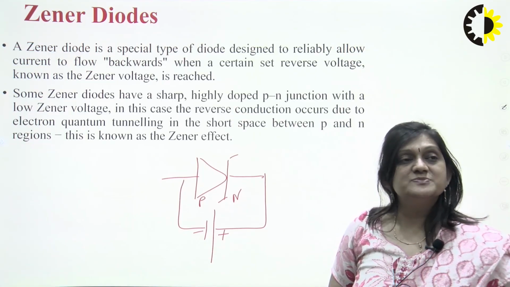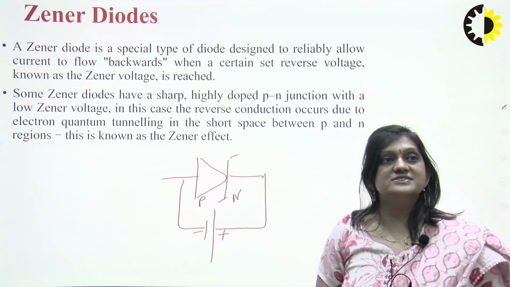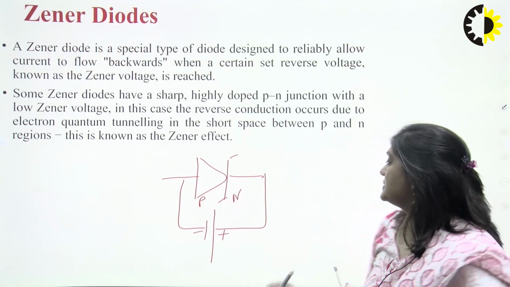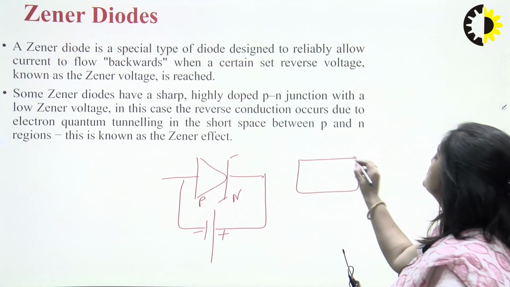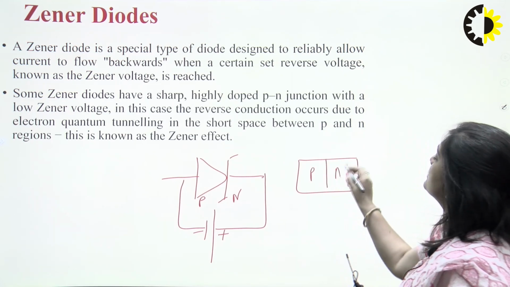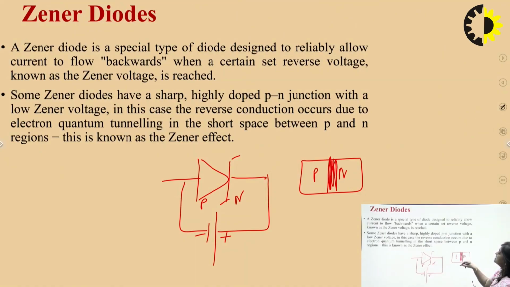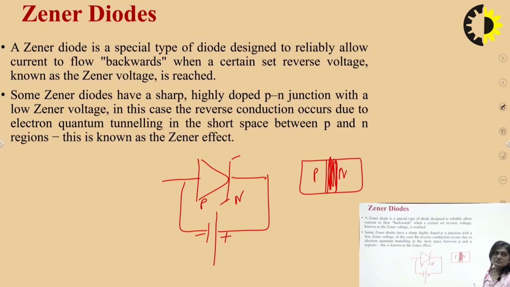The difference between the normal PN junction diode and the Zener diode is that the Zener diode is heavily doped. Both the P and N junctions are heavily doped, due to which the depletion layer width between the P and N junction is very small, and that's why the breakdown takes place due to the strong electric field between the P and N junctions.